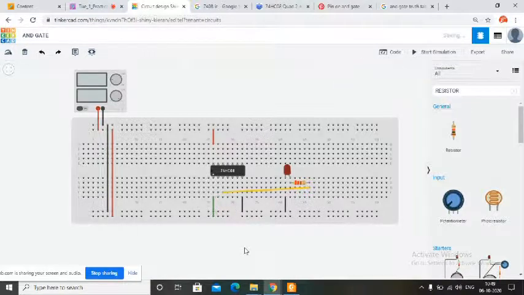So we will delete this wire and connect it to the lower line. Lower line, positive line. We just have to check. Yeah, now it has the positive line. Let us check whether it will work or not. You can see the LED is glowing.